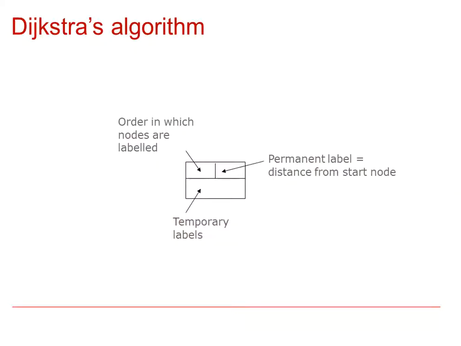At each node we're going to be using this convention. We're going to put this 3-box symbol. The top left corner is the order in which the nodes become permanent labels. The top right corner is the permanent label, in other words the distance to reach that node, and the bottom line is where we place our temporary labels.